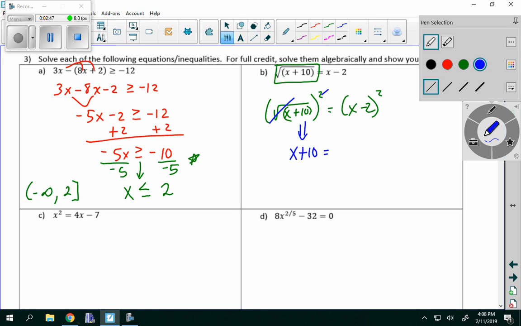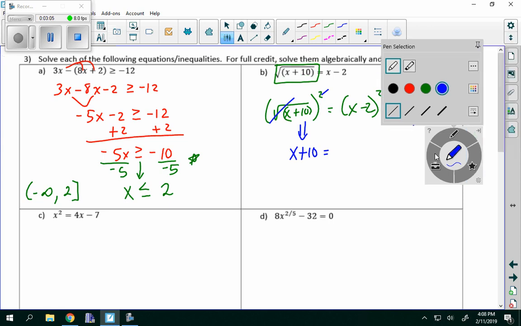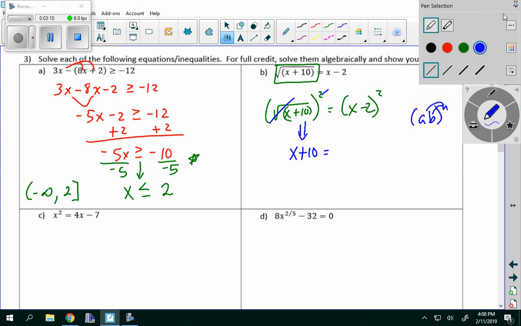Now I have to be careful that when I square x take away 2, that I don't call this x squared plus 4. We do not use this property for exponents because this is not multiplication between the x and the negative 2, whereas this is multiplication. So what this means is x minus 2 times x minus 2. So on the right-hand side, we'll get x squared minus 4x plus 4.